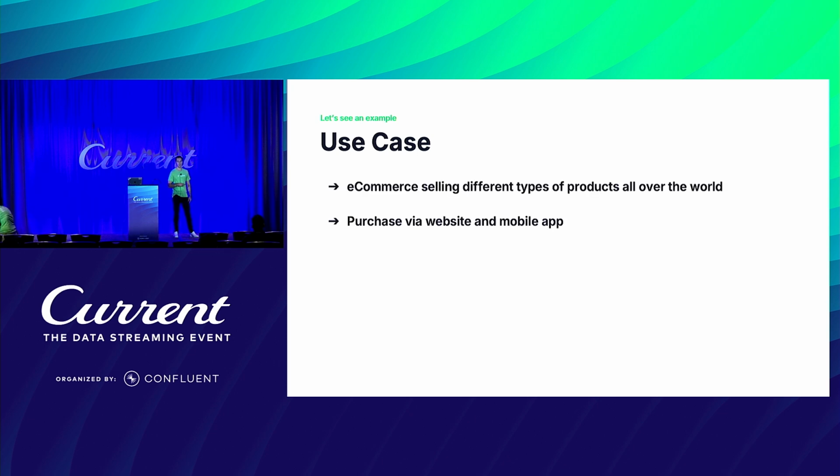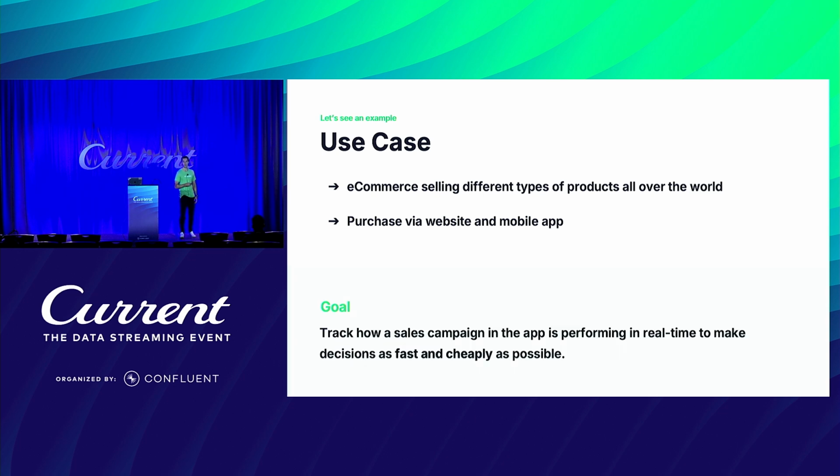I'm going to walk through an e-commerce example where a retailer is selling different products all over the world, and their customers can purchase their products through a website or through a mobile application. The goal of this use case is to track a sales campaign and see how it's performing in real time, so that we can make decisions as fast and as cheaply as possible. We like to say at Tinybird that faster decisions lead to faster delivery and faster feedback loops, and speed really is the ultimate feature.